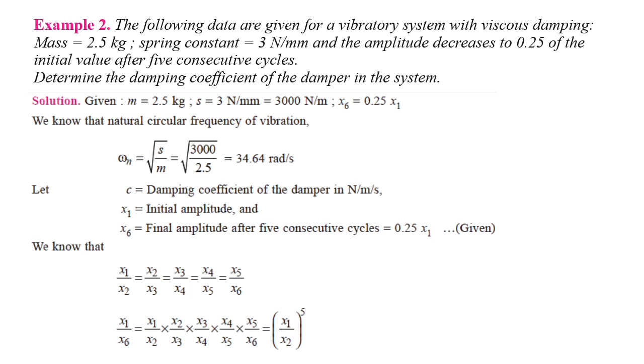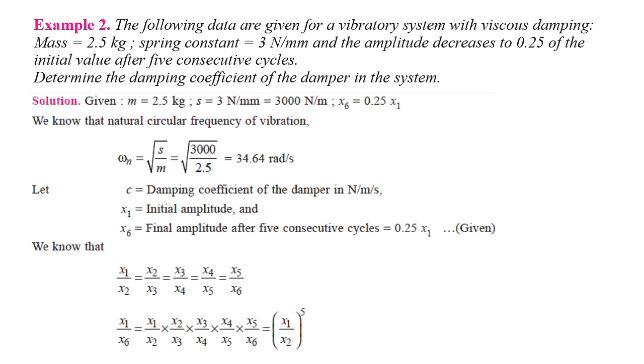So in this formula constant a is there. You can put the value of x1 upon x2 and omega n, and you will get the value of a. So we should know the value of x1 upon x2 first. That value you can find from the relation given in this problem, x6 is equal to 0.25 into x1. Here we know that x1 upon x2 is equal to x2 upon x3 is equal to x4 upon x5 is equal to x5 upon x6. These all values are constant.